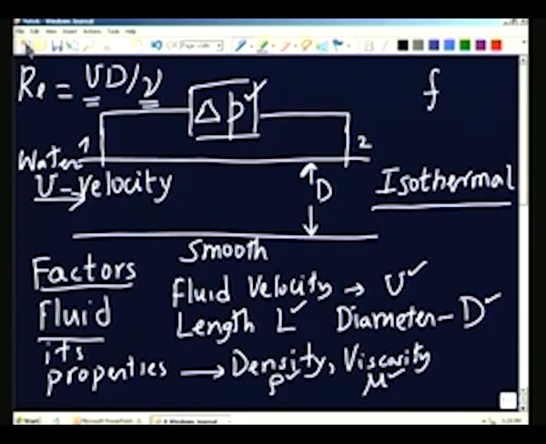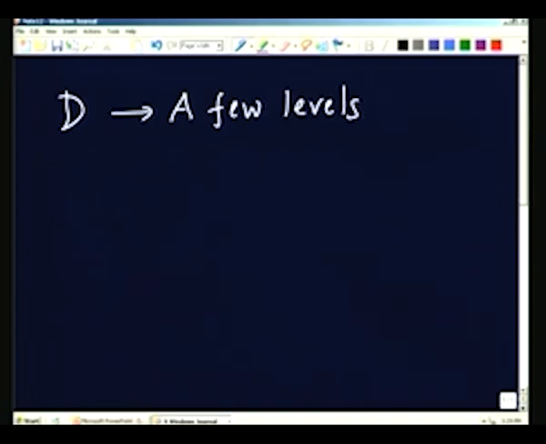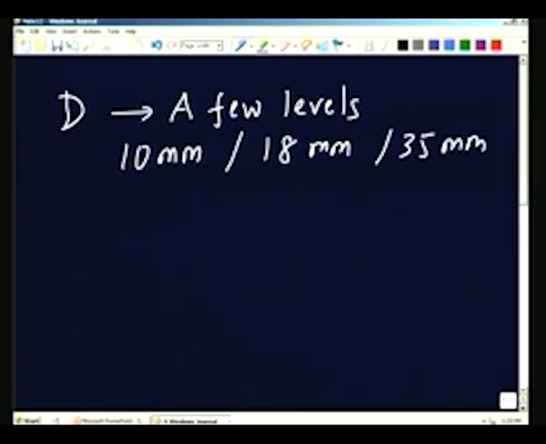Therefore, if I look at the possibilities, d, a few levels are possible. For example, I can take a 10 millimeter diameter, I can take a 18 millimeter diameter, I can take probably 35 millimeter diameter. Just 3 numbers just to indicate that a few levels are possible. Even though in principle d can be varied continuously, it is not possible in practice because the tubes available come in certain diameters. In fact, the ones I have given here may not be the correct ones. I am just trying to say that there are only a few diameters possible.